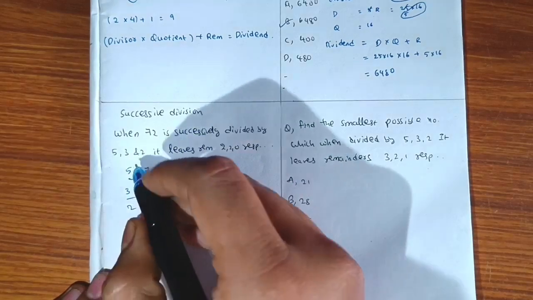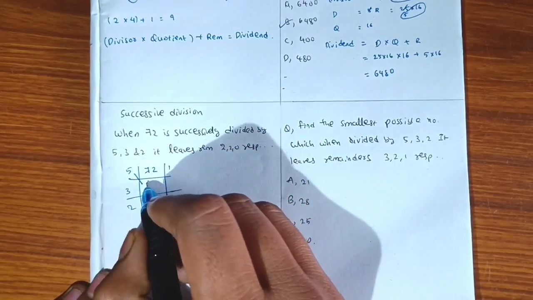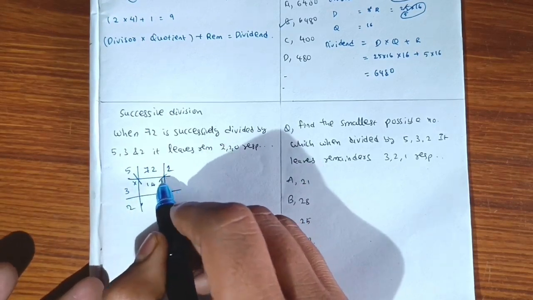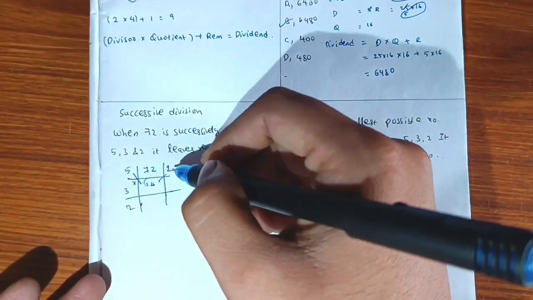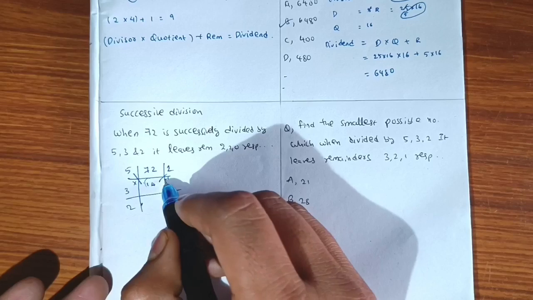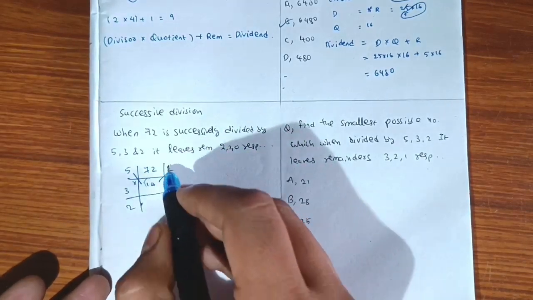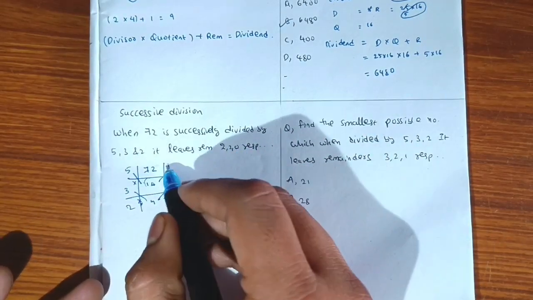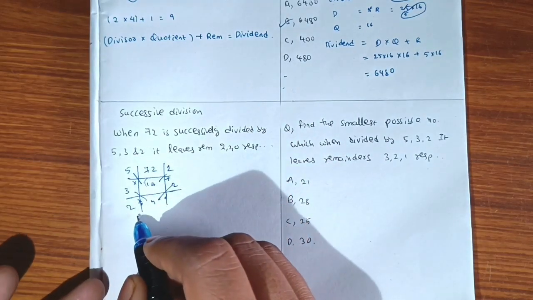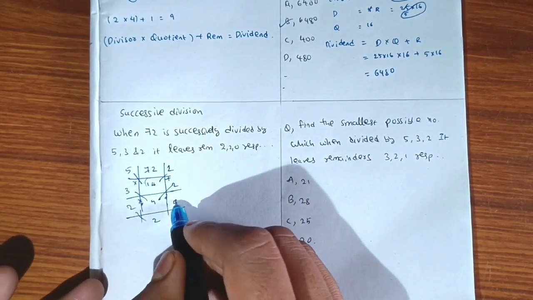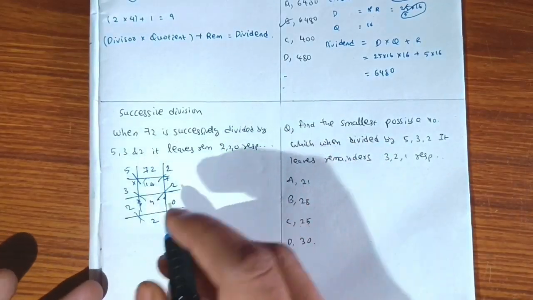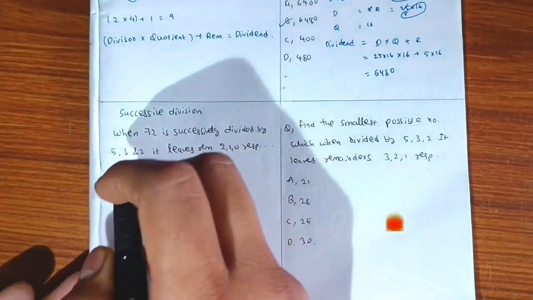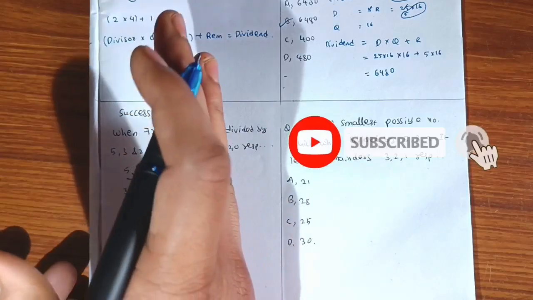Let us check once. Here you write the quotient: 5 14s are 70, and the remainder will be 2. You write the quotient below and the remainder at the right side. 5 into 14 plus 2 gives the same result. Again 3 fours are 12 and the remainder will be 2. Again 2 twos are 4 and the remainder will be 0. So you get the remainders 2, 2, 0. If the question asks about successive division, you need to use this trick: write the quotient below and the remainder at the right side.